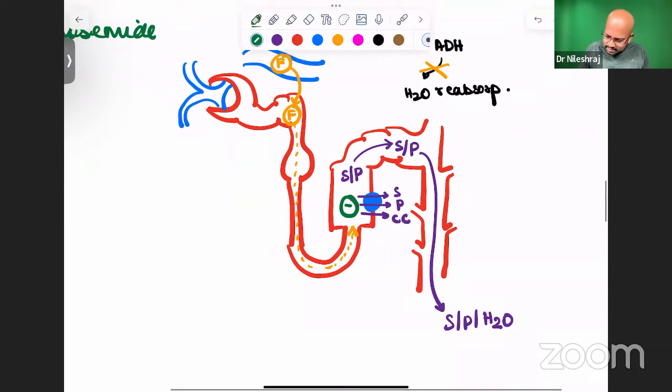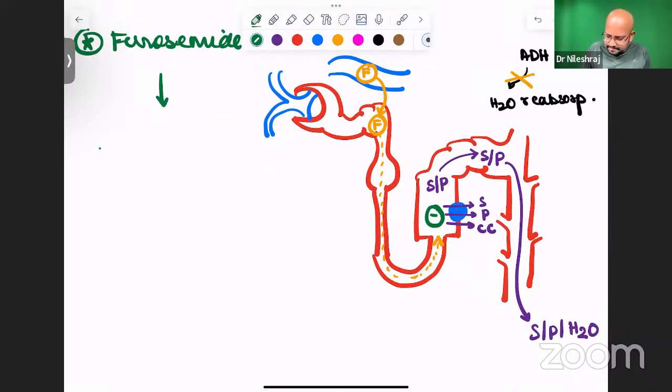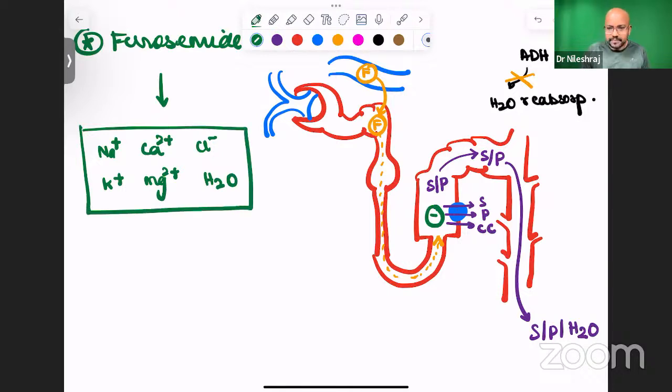This furosemide might be associated with hyponatremia, hypokalemia, hypocalcemia, hypomagnesemia, hypochloremia, hypovolemia. All these molecules will be thrown out from the body. All these levels inside the blood will be decreased because of furosemide. It is a high ceiling diuretic. It is a loop diuretic. Why is it called a loop diuretic? Because it is acting upon the Henle's loop.